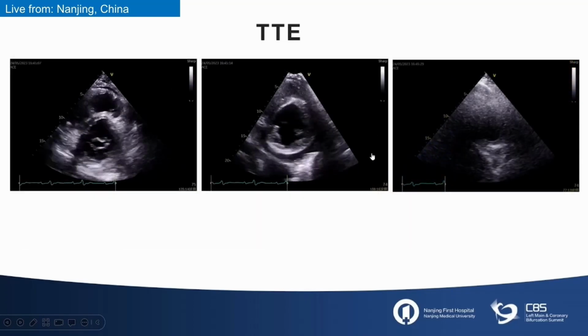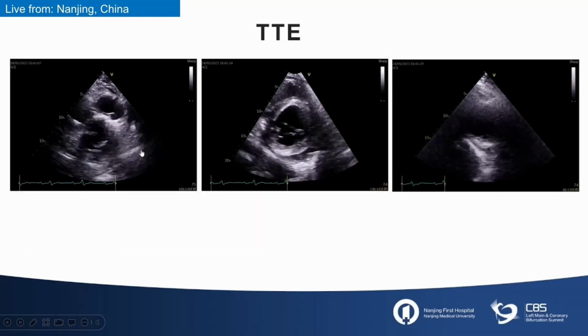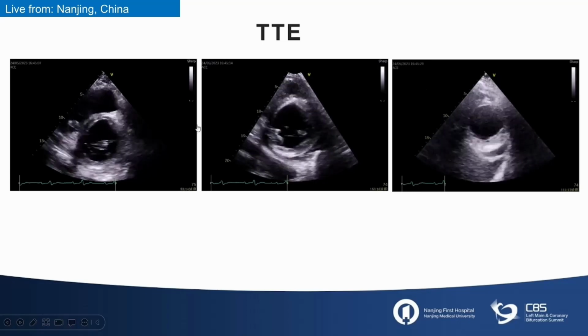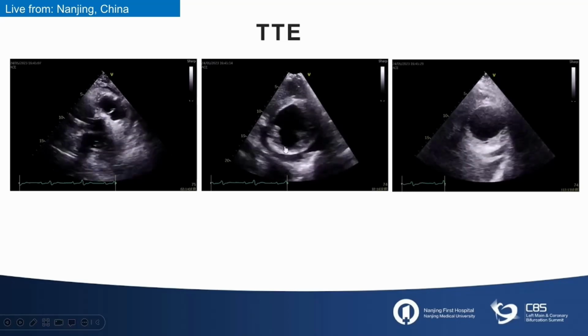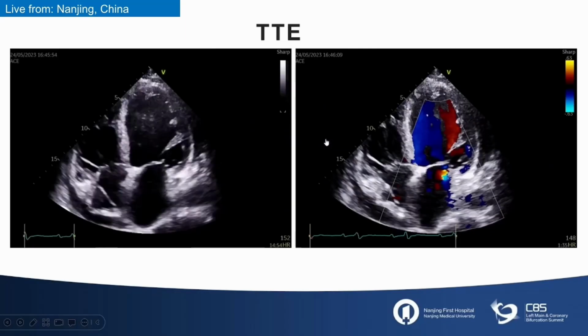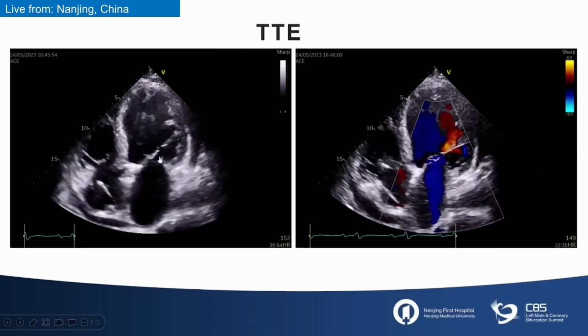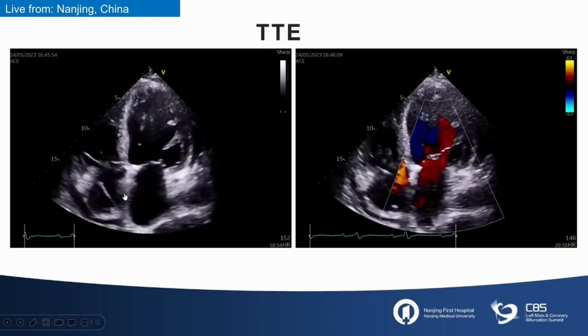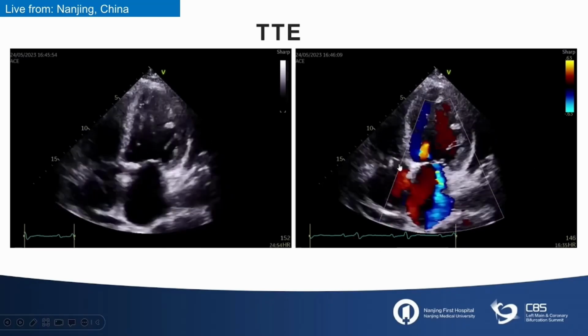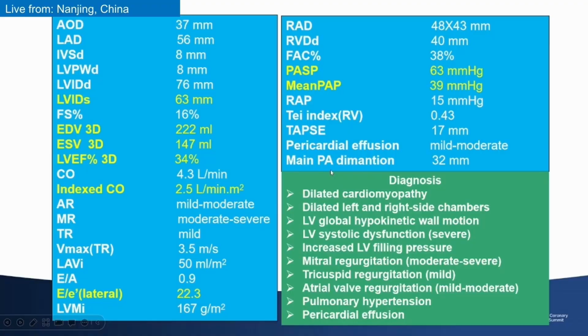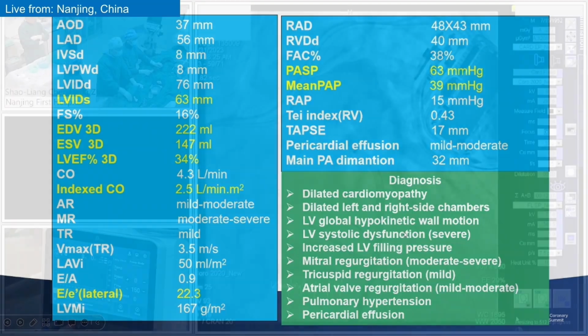And this is a parasternal short axis view of the left ventricle. From these views, we can see the global reduced movement of the wall. And this is the apical four-chamber view. From these views, we can see both the right and left chambers dilated. Above all, we give the final diagnosis: the patient has dilated cardiomyopathy with dilated left and right side chambers.